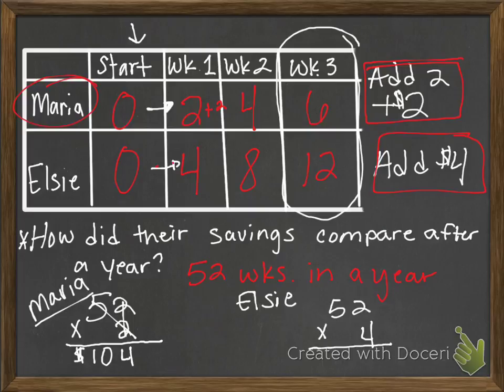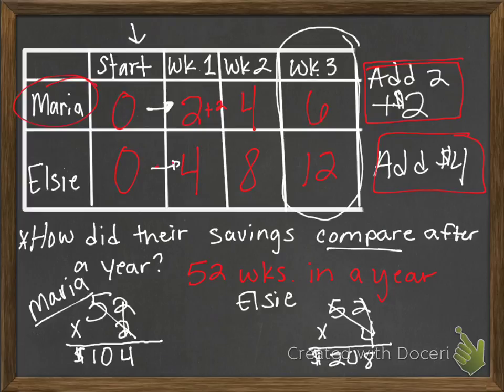Now Elsie, her rule is to add 4 each week, but there's 52 weeks, and we don't want to have to add because that would take forever for 52 times going up by 4s. So we'll just multiply. 4 times 2 is 8, and then 5 times 4 is 20. So she saved $208 for a whole entire year.